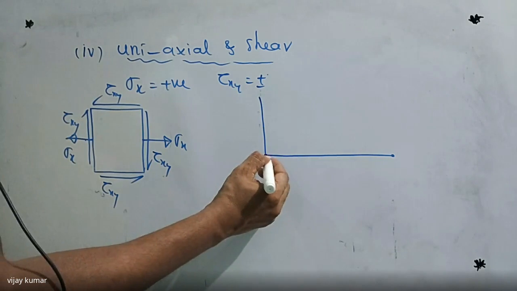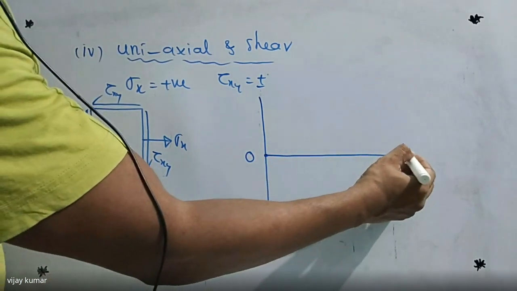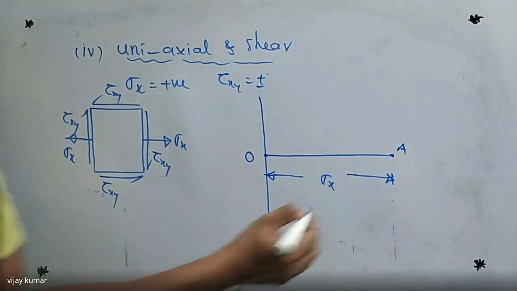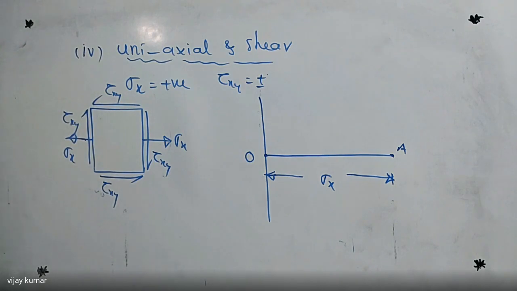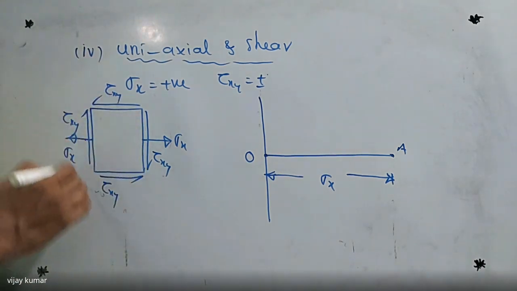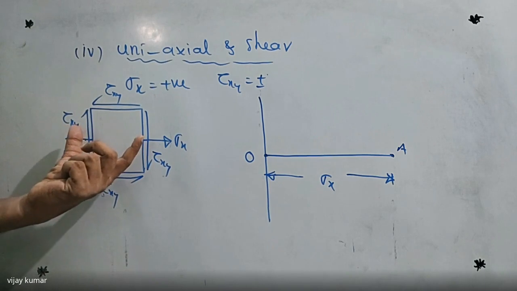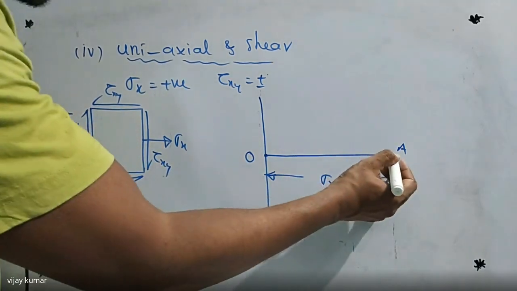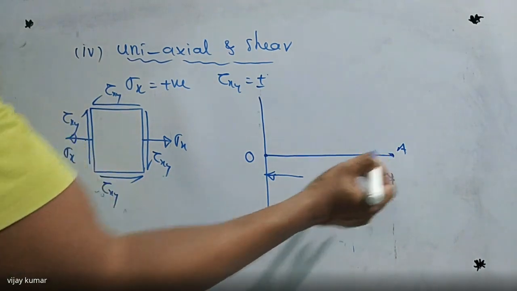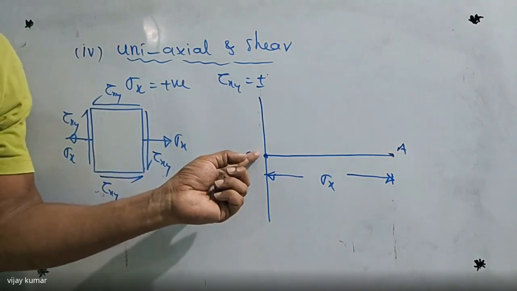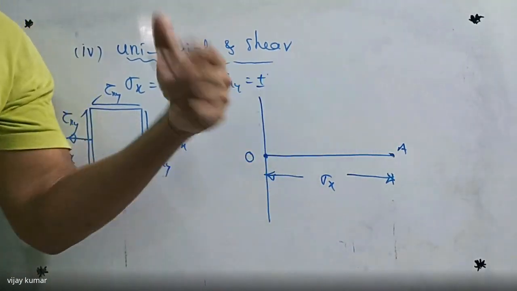I am taking this one as origin O and this point as A. From O to A, I am going to take sigma x, that is the normal stress value. The x-axis always belongs to normal stress, and here along x is sigma x, the tensile stress. That is the value of sigma x. Now this is uniaxial stress along with shear. Here I am taking the vertical plane. Point A belongs to the vertical plane, or otherwise, point O belongs to the horizontal plane.